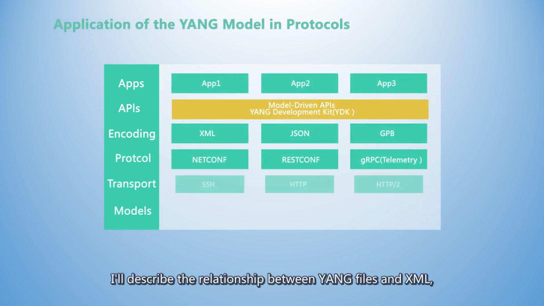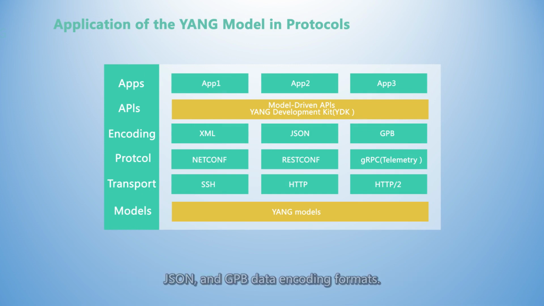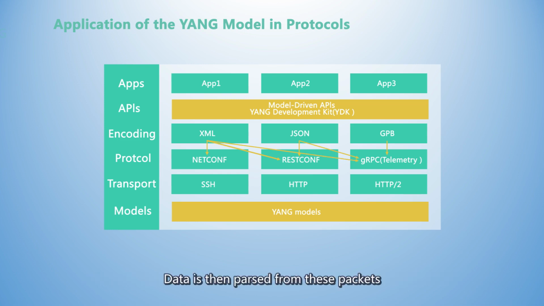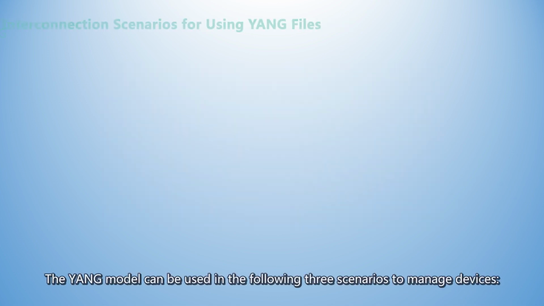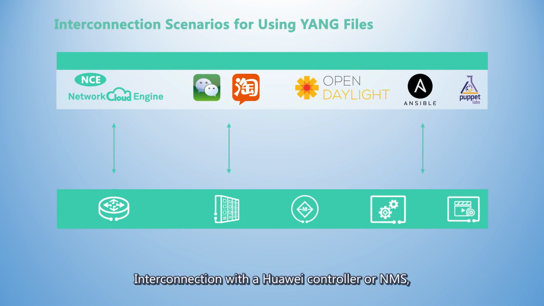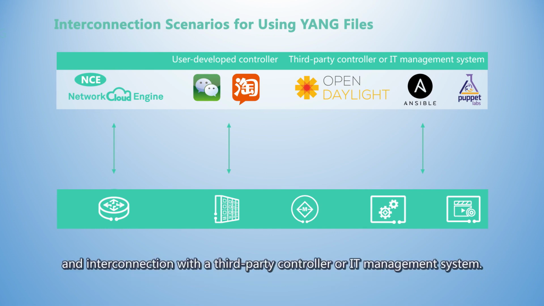I'll describe the relationship between YANG files and XML, JSON, and GPB data encoding formats. YANG can be considered as a data template. After data is filled in the template on the NMS or controller, XML, JSON, and GPB packets are generated for different protocols. Data is then parsed from these packets on the device side, and specific actions are performed. The YANG model can be used in the following 3 scenarios to manage devices: interconnection with a Huawei controller or NMS, interconnection with the user-developed controller, and interconnection with a third-party controller or IT management system.